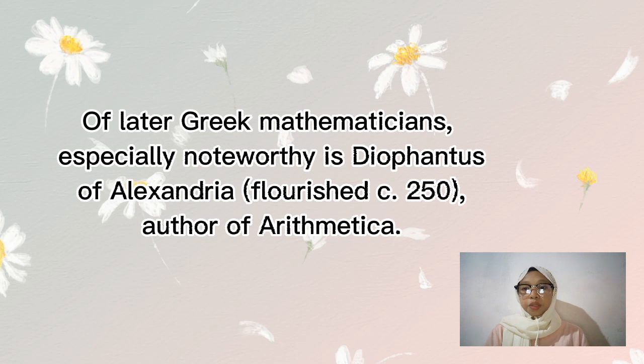For example, Diophantus asks for two numbers, one a square and the other a cube, such that the sum of their squares is itself a square. In modern symbols, the sought integers x, y, and z are such that x squared, quantity squared, plus y squared, quantity squared, is equal to z squared.